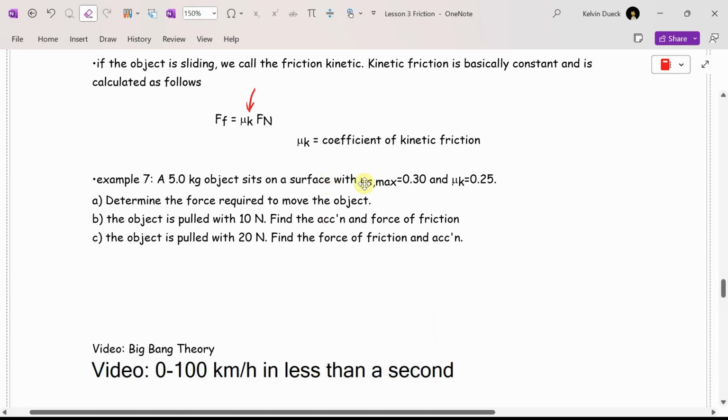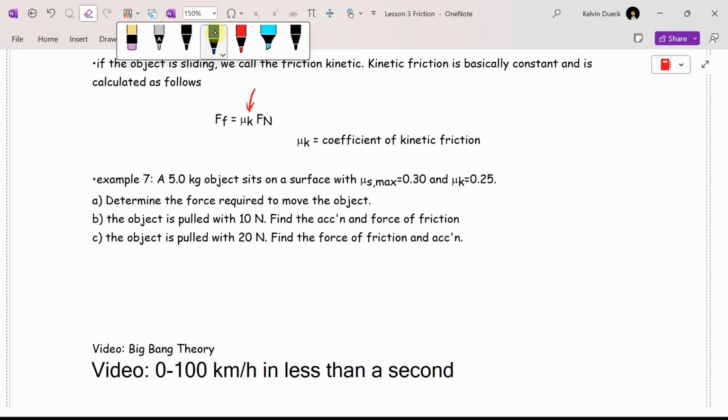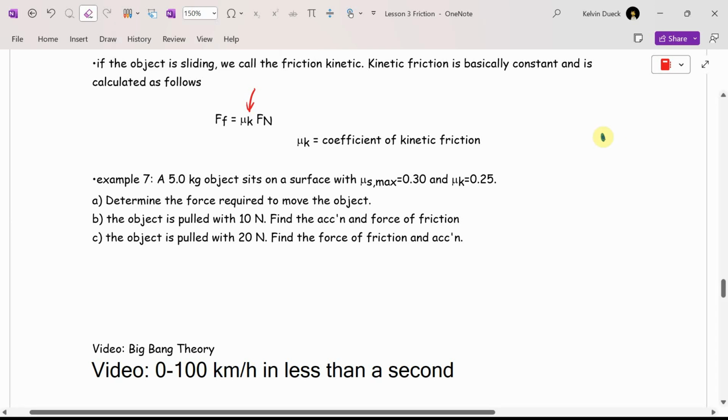An object sits on a surface. The static coefficient of friction maximum is 0.3. But once it starts to move, the kinetic coefficient of friction is going to be 0.25. A says, determine the force required to move the object. To move the object, I've got to pull harder than static friction. This is a job for a free body diagram. I'm going to do my free body diagram right up here because I know I'm going to need more room to write underneath. So imagine the object sitting on the floor.